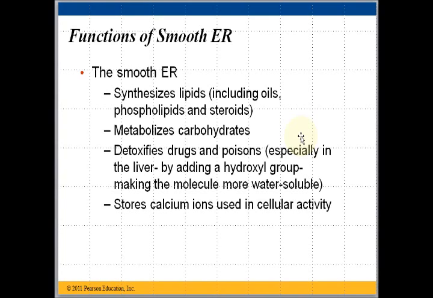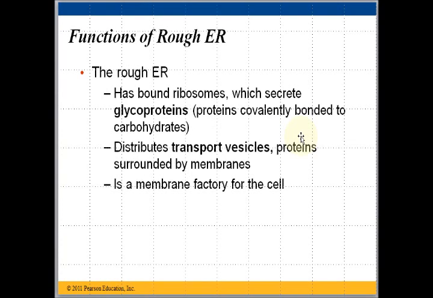So what happens inside the liver is that the cells of the liver, their smooth ER, actually changes the alcohol to make it more water soluble so that it can be flushed out of the body. They do this by adding a hydroxyl group onto the end of that alcohol molecule. That helps make it more water soluble, and your kidneys can flush it out of your system. The smooth ER also stores calcium ions, and we're going to find out later on that ions are very important for muscle activity and also nervous system activity and things of that nature as well.